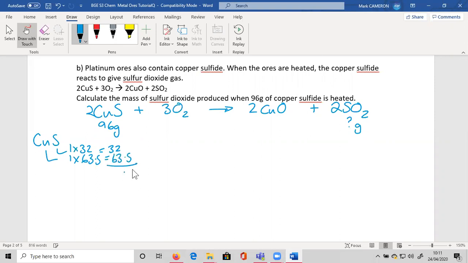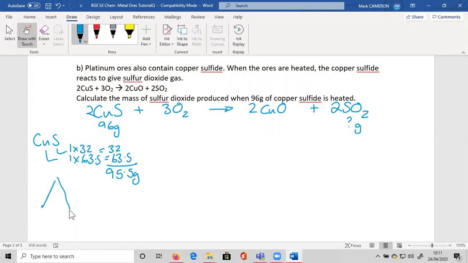Add them two together is 95.5. Now, 95.5 grams is near enough 96 grams. So without doing the equation, you could probably see that the number of moles, if I was to round that up, is 1 mole. But anyway, let's go through this properly, because the numbers don't exactly get to 1 mole, so we'll make it more accurate.